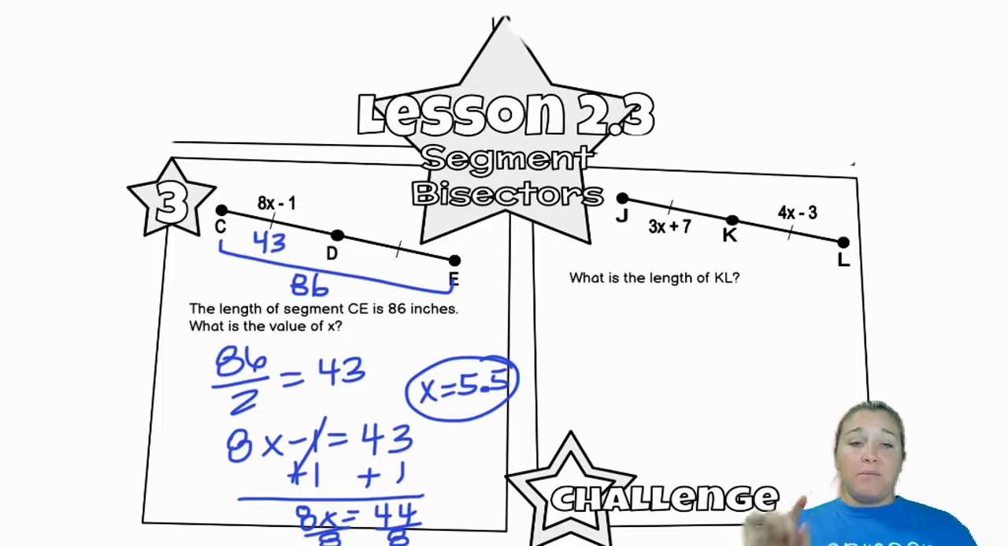Couple of things real quick. Remember, a segment bisector cuts a segment exactly in half. So if the problem tells you that a certain segment cuts the other segment in half or whatever, then you'll know that those two are equal parts, not just intersecting. Your challenge problem here, you're trying to find the length of KL, based on all of that information there. Okay, so I think that's it for lesson 2.3.